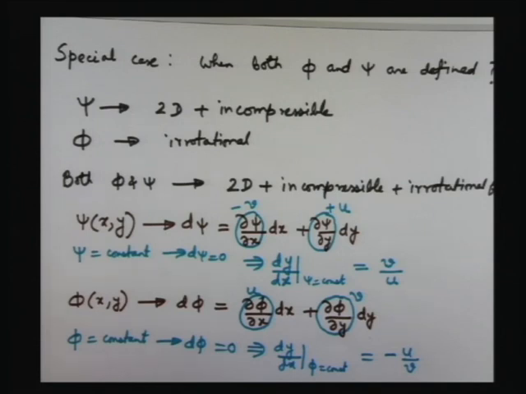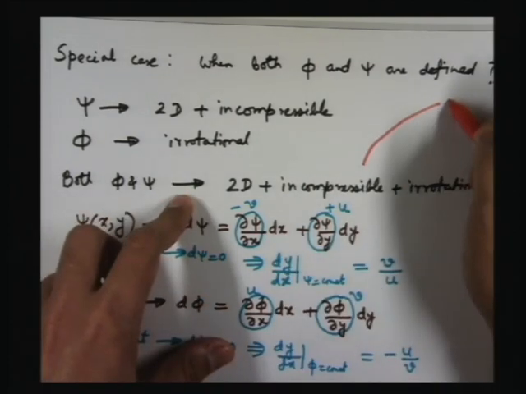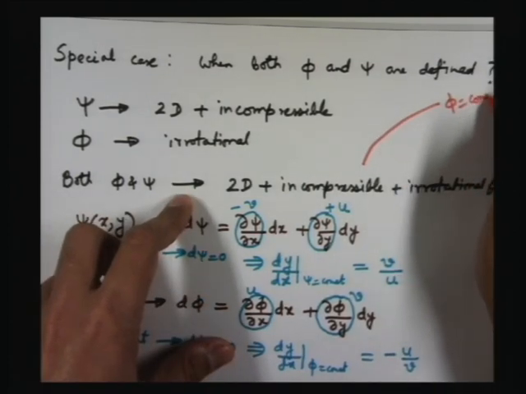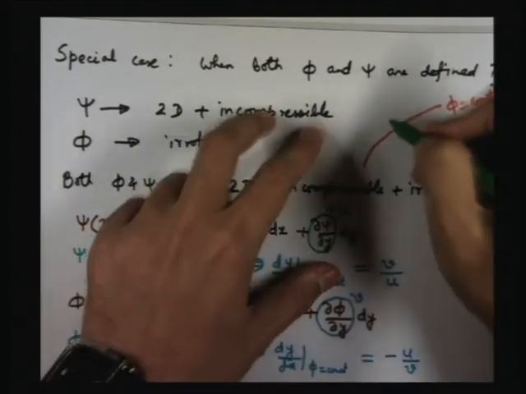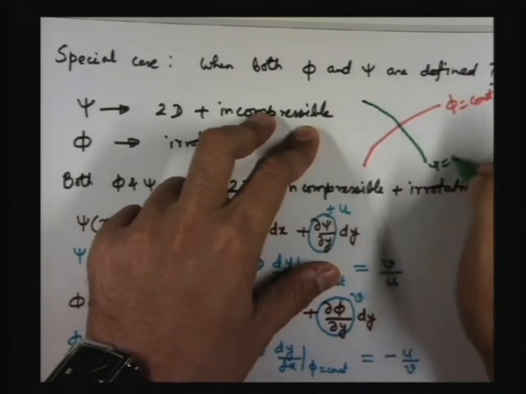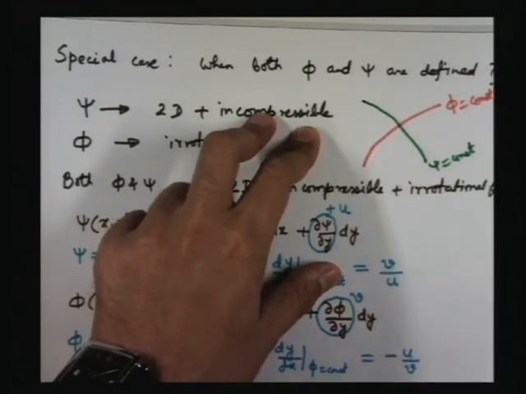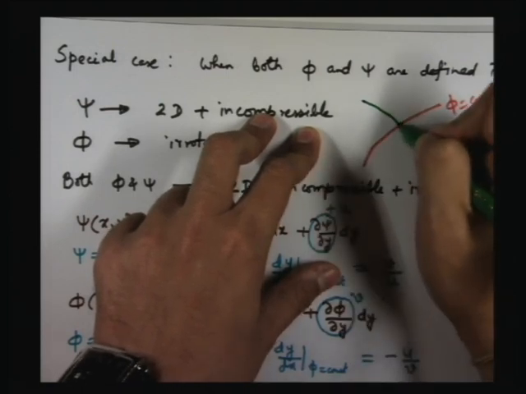So let us make a sketch. Let us say this is a phi equal to constant line, and let us say that the green line is a psi equal to constant line. We want to find out the relationship between these two lines wherever they cut.